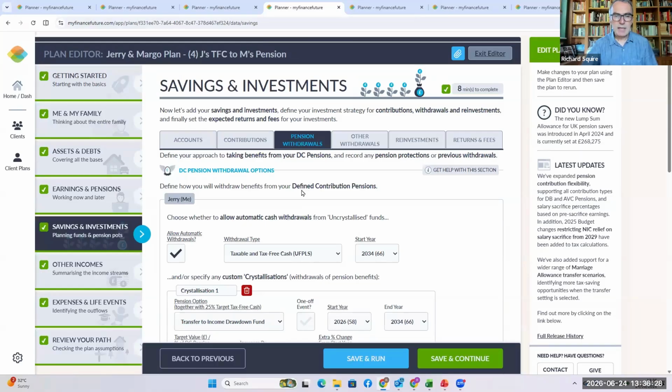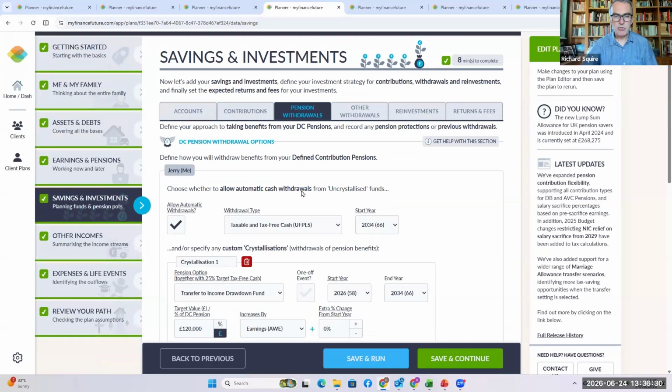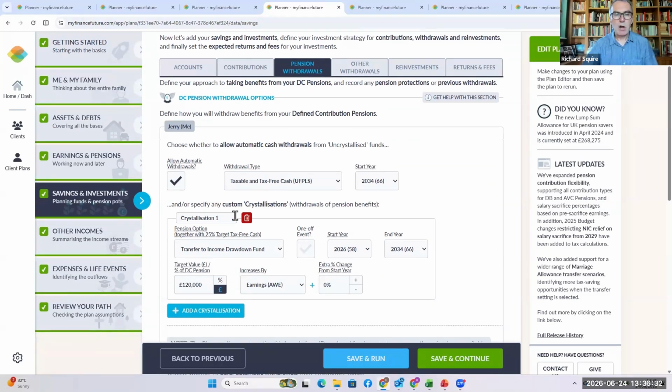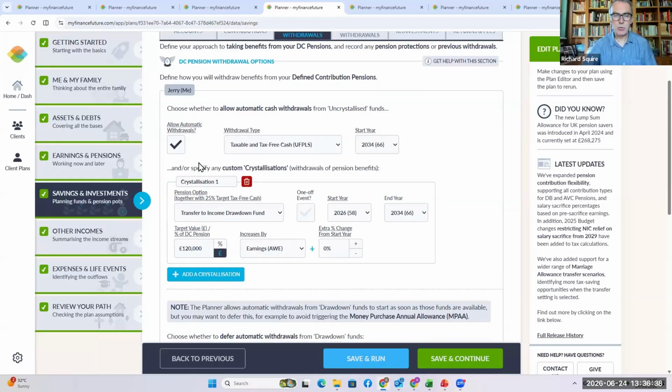So where we need to go to now is pension withdrawals. So I've added this in. Previously we just had this automated strategy to allow automatic withdrawals throughout the course of the plan. I've added this in, which is a pension crystallization every year during the first part of the plan before retirement.